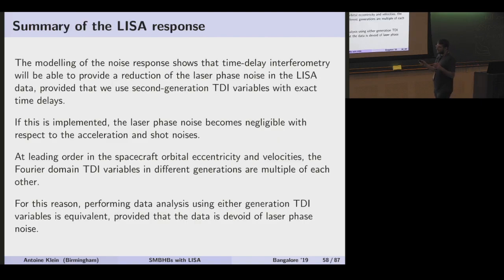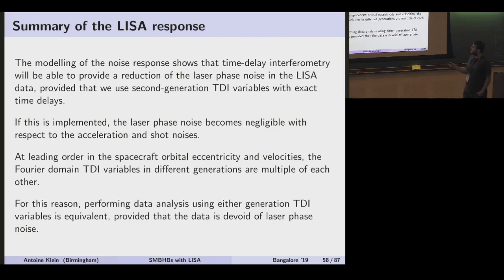So what that means is that if you have real data from LISA and you want to make a measurement from this real data, you really need to go to the second generation and implement those time delays.